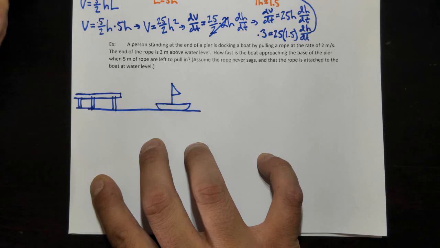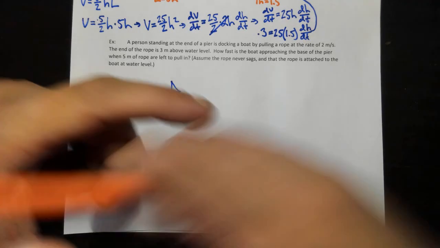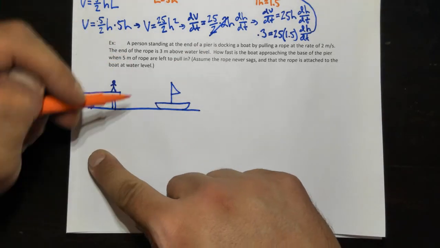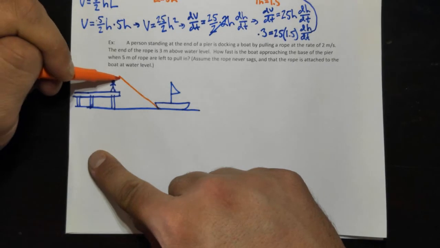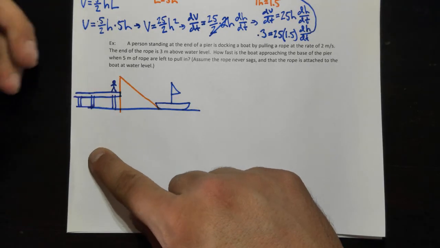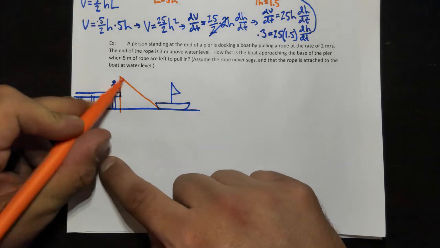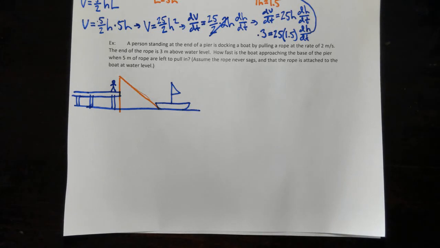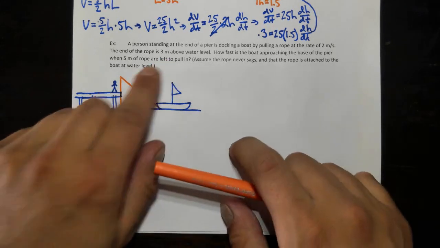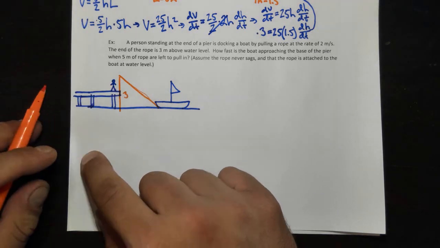And there's someone up there, and let's see, I'm going to draw an orange. So we have a rope, he's pulling a rope. Threw that a little too high for the guy, but oh well, we get the idea. So we have something like this, and this is the rope here. So, what else do we know? Oh, the rope is 3 meters above water level, so that's 3. Okay.